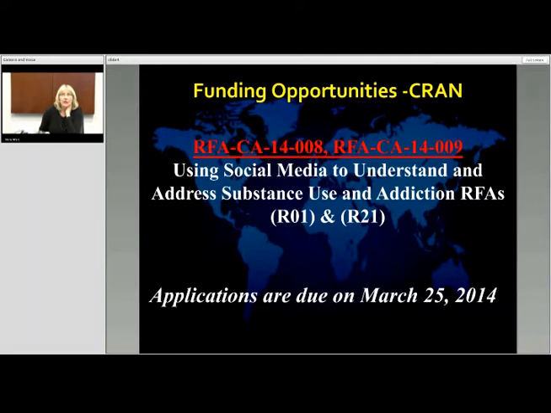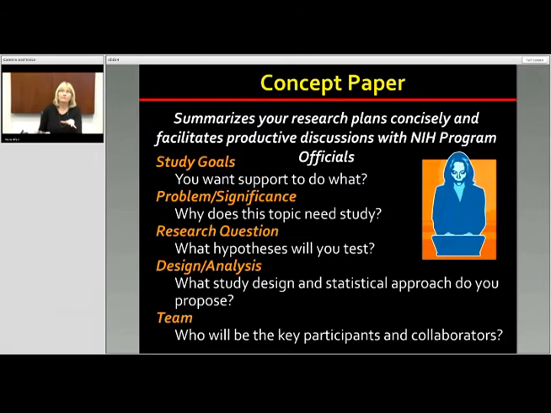Here's another one, using social media to understand and address substance use and addiction. And these are RFAs, which means the money is set aside. It's an R01 and an R21. The difference is when money is not set aside for a program announcement, applications will compete in the general pool, and these will compete only against the other applications that come in under that funding announcement. Due March 25th, by the way.